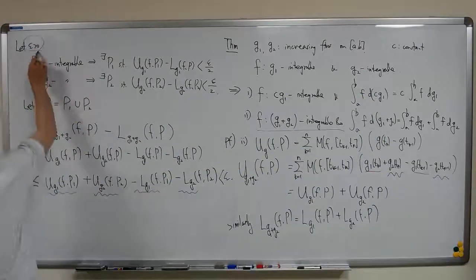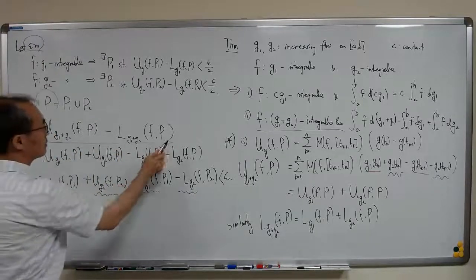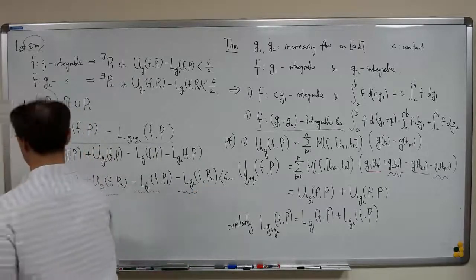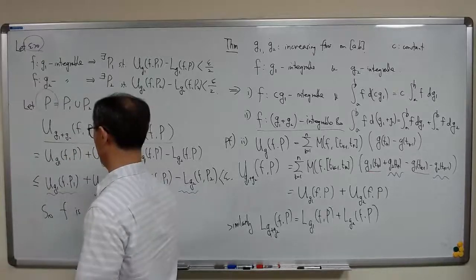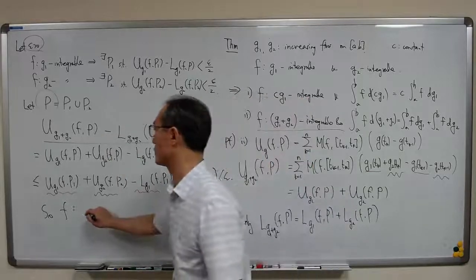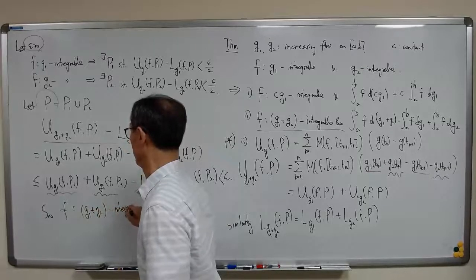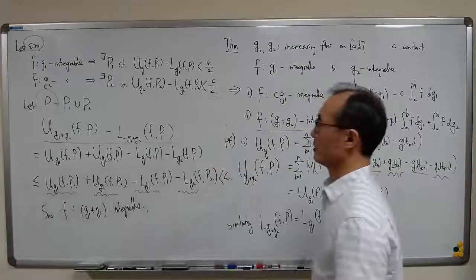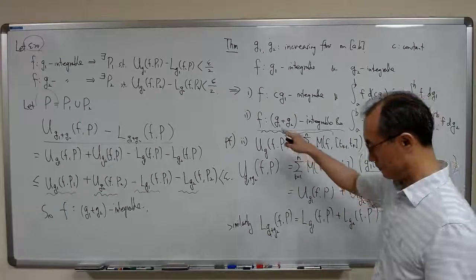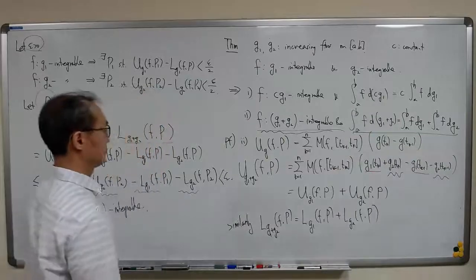Okay? So for arbitrary epsilon, we can construct a partition P, and with respect to this partition, the difference between the upper sum and lower sum gets smaller than epsilon, which means the function f is integrable, or Stieltjes integrable, with respect to the sum of two functions, g1 and g2. So far, we only proved the Stieltjes integrability with respect to the sum of two functions. We now verify this equality.